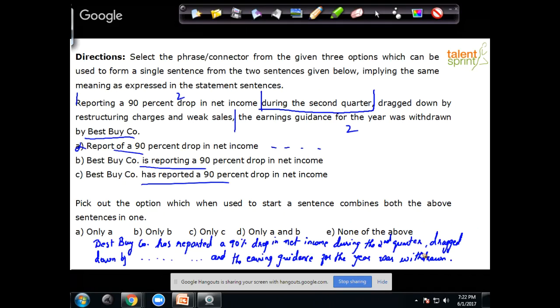That's the second sentence. I'm reporting something that happened, right? Has reported a 90% drop in net income. Dragged down, how did it happen? Dragged down by restructuring charges and weak sales. And the earnings guidance for the year also was withdrawn as a result of that. At least if I have to compare all three options, the closest one would obviously be only C, because it's making logical sense when I start the sentence like that.